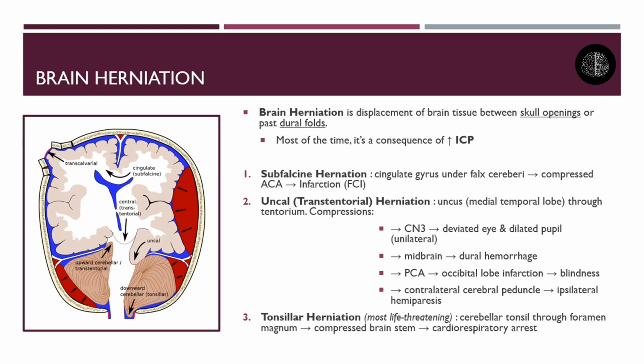And then you have tonsillar herniation, which is the most life-threatening. So one of the cerebral tonsils goes through the foramen magnum, where the brainstem goes through, compressing the brainstem, and then from there it blocks the cardiorespiratory nucleus, causing cardiorespiratory arrest and then death. And that's why it is the most life-threatening.